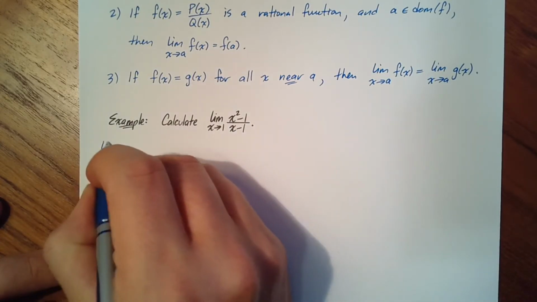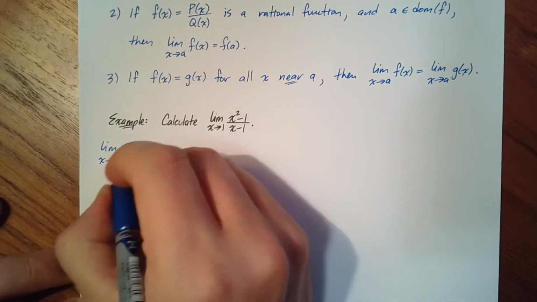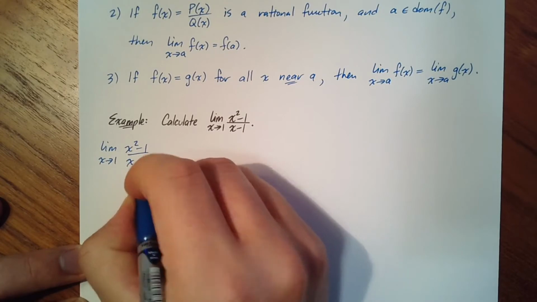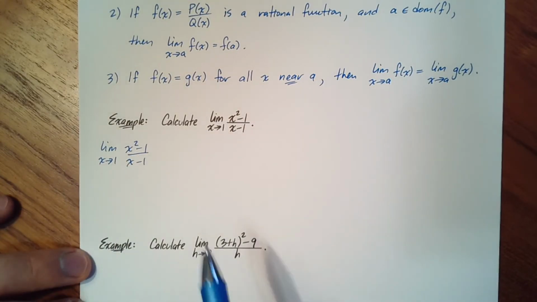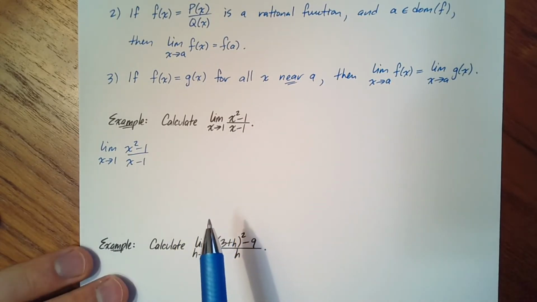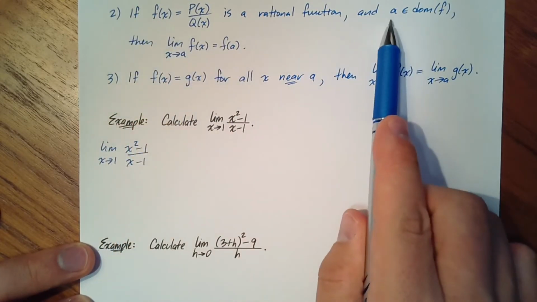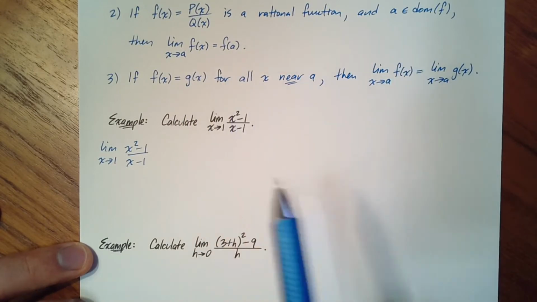So if I take the limit as x approaches 1 of x squared minus 1 over x minus 1, because that's the limit I'm starting with. Well, it's a rational function. So you might think, well, hey, property 2 in this list says that if you have a rational function and a number in its domain, you can work out its limit by just plugging the number directly into the function. So what happens if I do that?